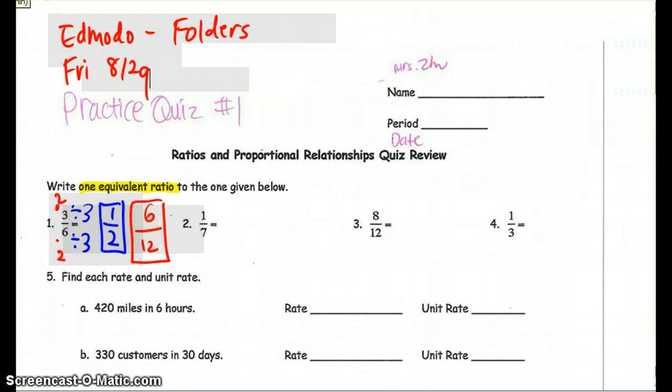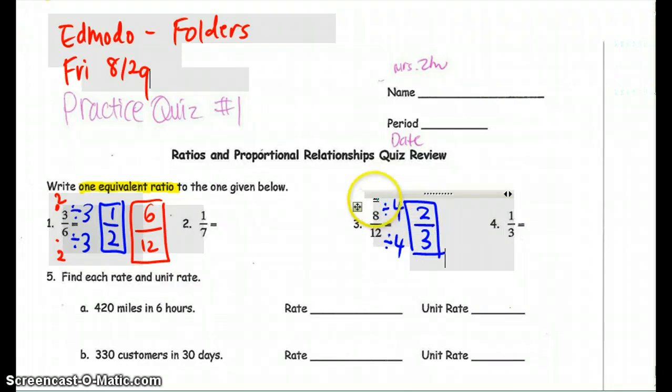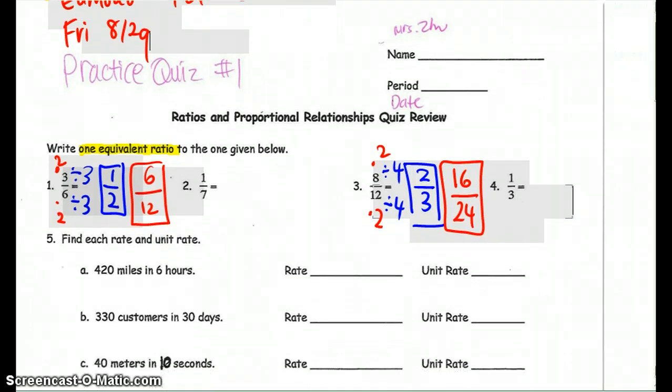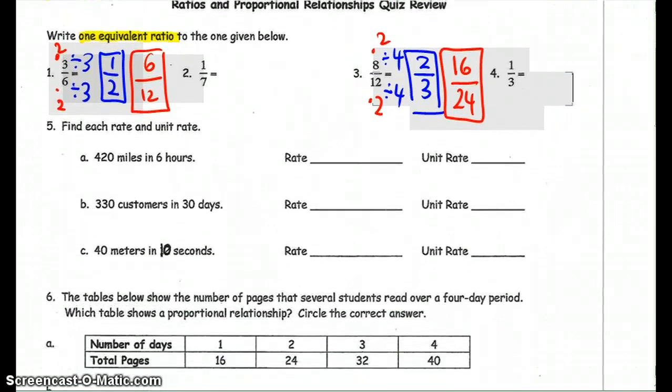Let's try that for number 3. If I go ahead and divide by 4 for both 8 and 12, I can reduce it all the way down to 2/3. Or I can choose to multiply up by 2, or I could pick 3 or 4 or 5 and get 16 over 24. That is another possible answer. I'm going to let you complete 2 and 4 by yourself.